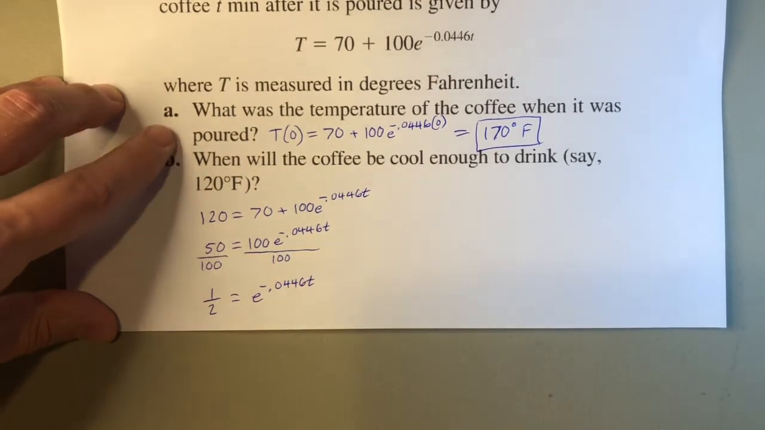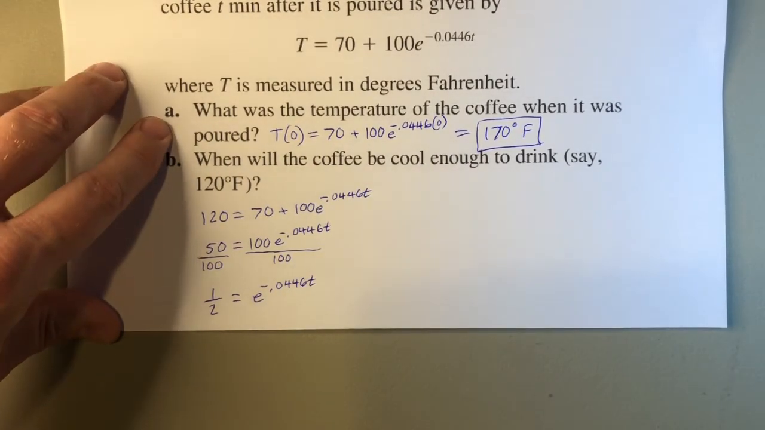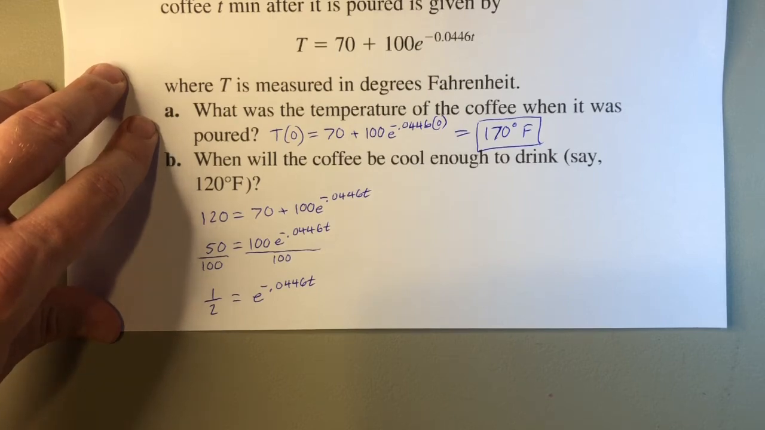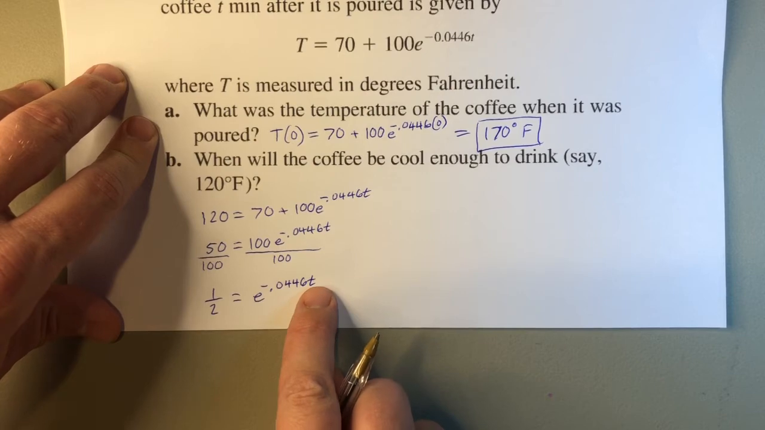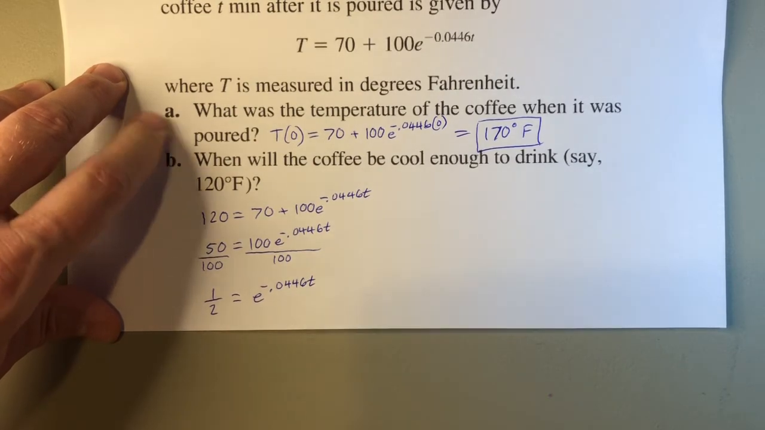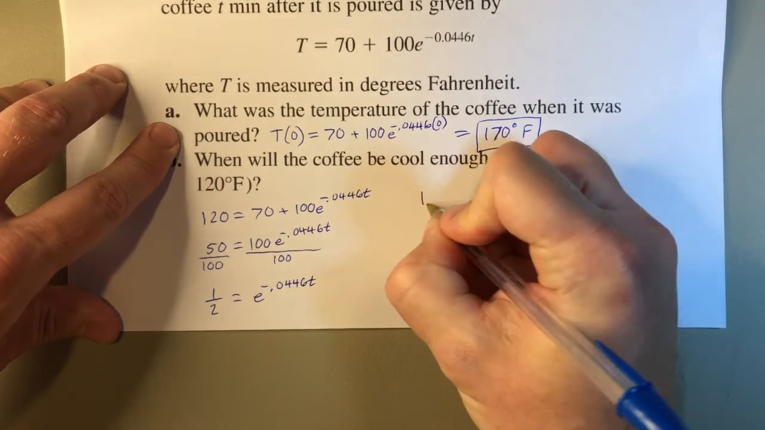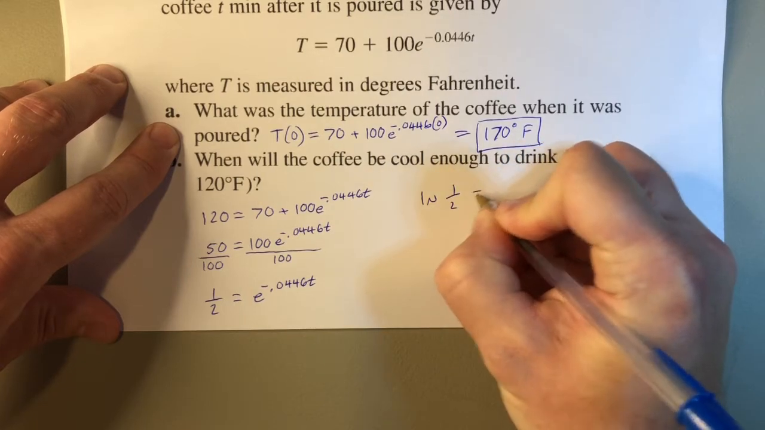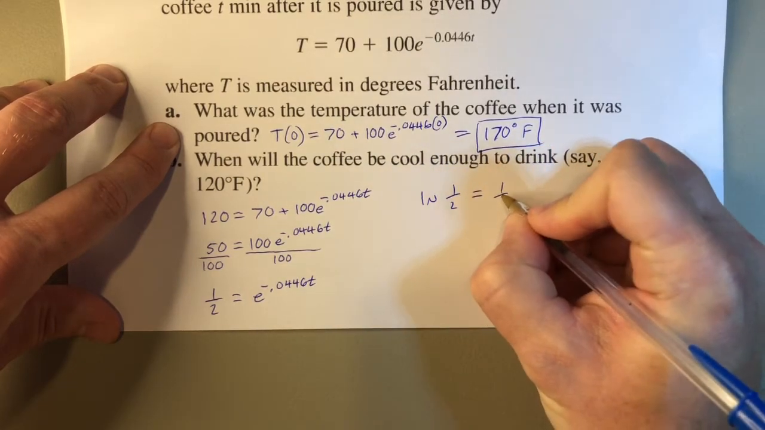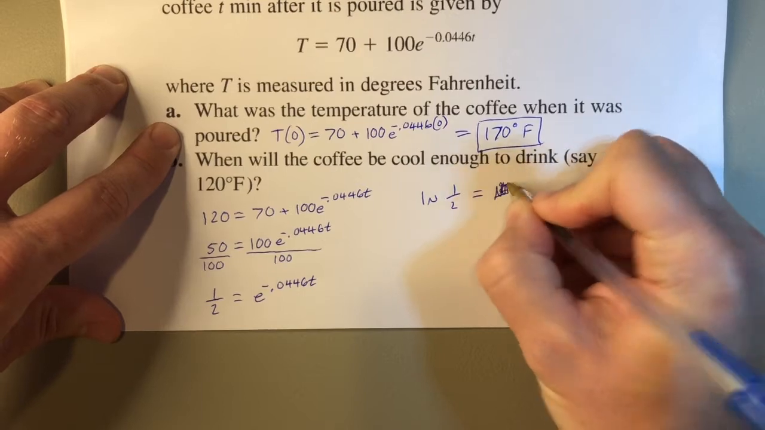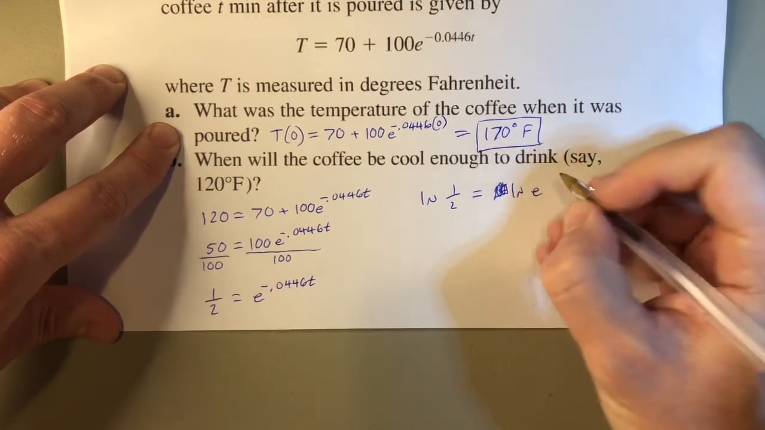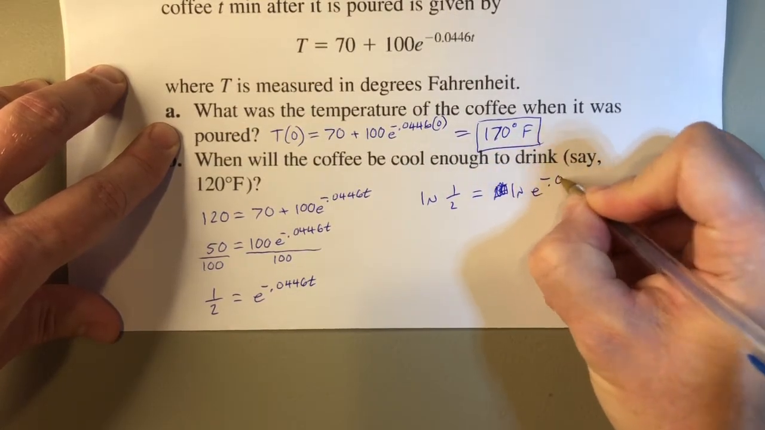Now, what's the trick here? What did we do in the previous example? We have base e to the something. How do we get this something out of the exponent position and into the numerator? We take the natural logarithm of both sides of the equation. The natural logarithm of both sides of this equation.